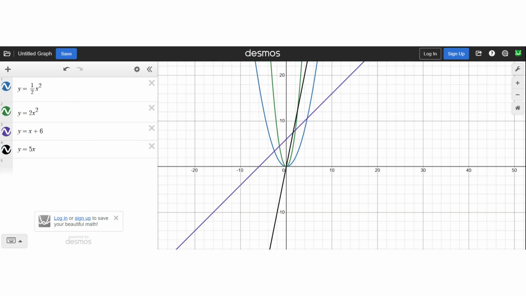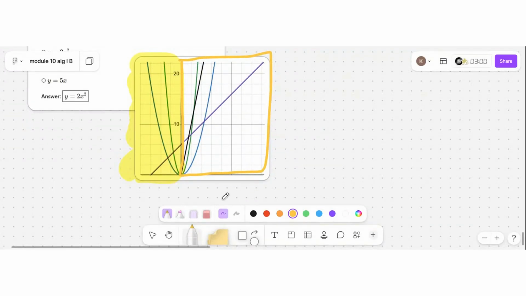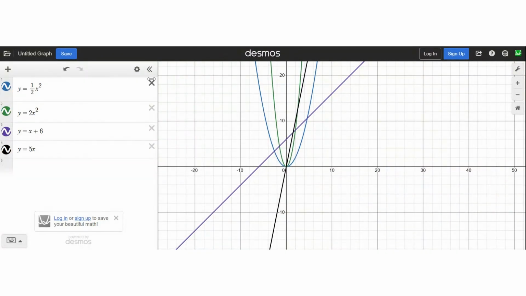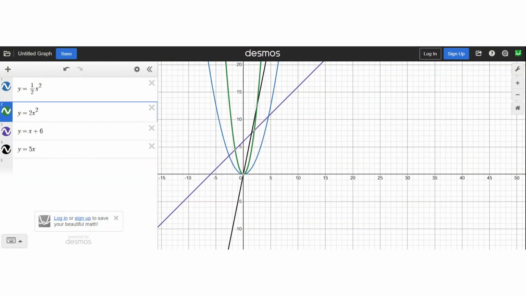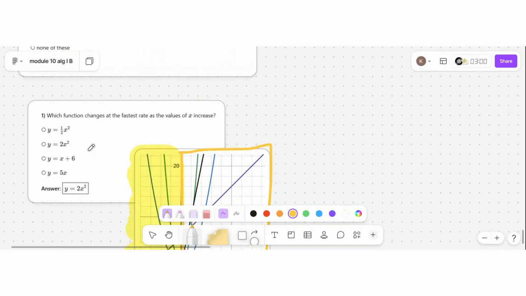So sorry, I was sharing the wrong tab. So you can get a better idea here what I was just talking about. I shaded that left side, and you can see here, left to right, the green is the steepest, right? So green is the right answer. So we go back, we see green is 2x squared. So that one is our correct answer. And that's how you can use Desmos to get a visual of which function changes the fastest.